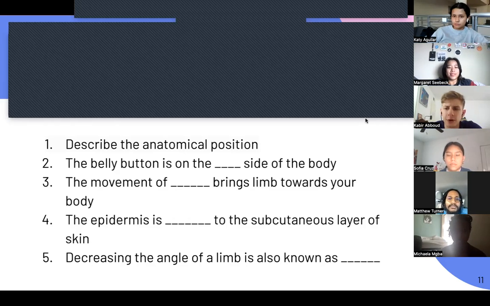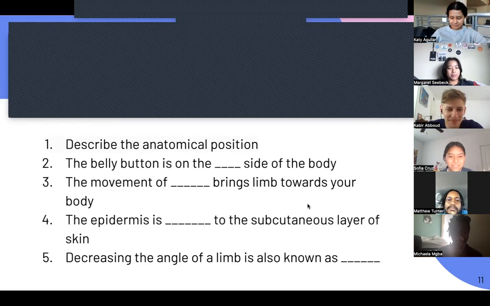Interior. All right. The movement of blank brings limbs towards your body. Adduction, abduction, or AD? AD. Amazing, adduction. You guys are doing so great. I'm so proud of you.